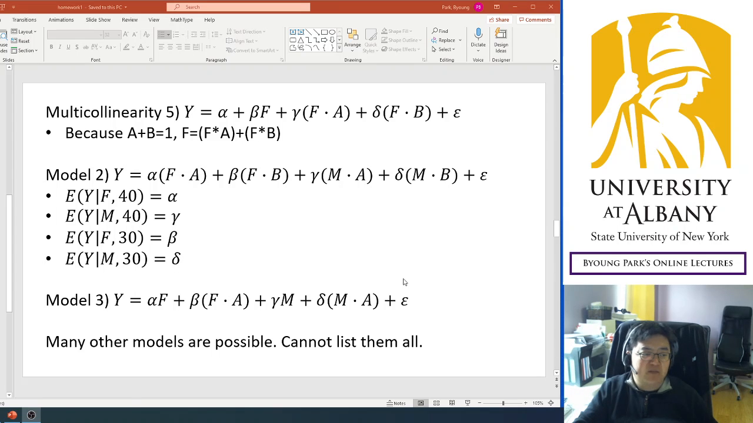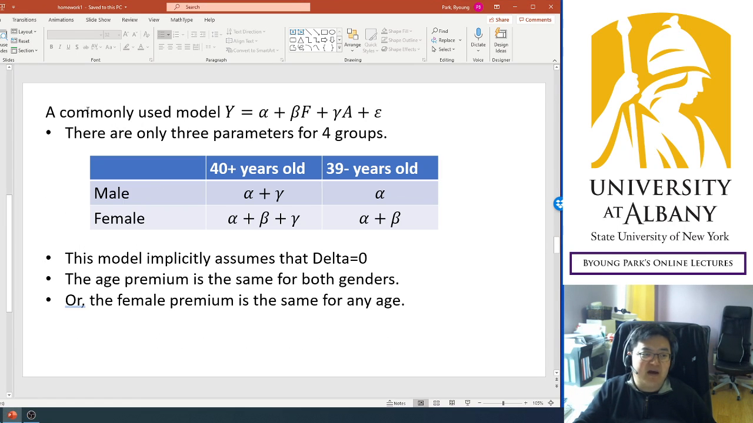However, in practice, maybe you have seen something like this. You may be more familiar with this kind of model. It is not wrong. There are no interaction terms. Then how can we understand this? The main problem here is that it is not wrong, there is no multicollinearity, but we have only 3 parameters for 4 groups. Then something is missing.